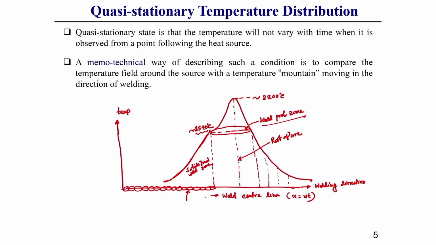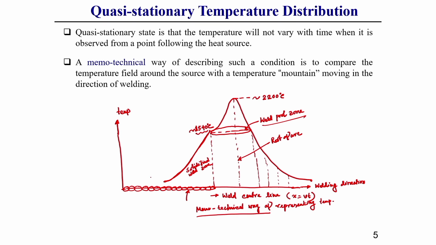What is the name of this? This is called the mnemotechnical way of describing such a condition, which compares the temperature field around the heat source to a temperature mountain moving in the direction of welding. This is called the mnemotechnical way of representing temperature distribution around a heat source. What I am telling, understand?